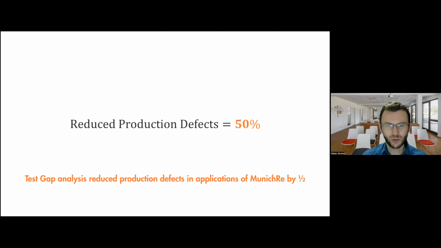And I think that's quite impressive. Of course, one caveat, as always, this of course only applies at Munich Re. We can't predict if the effects will be the same in your organization because you have different testing strategies, you have different people doing the tests and so on. There's a lot of different factors that impact this, but it was nice to see that for this concrete customer, we had such a big impact on their production defects with the test gap analysis.